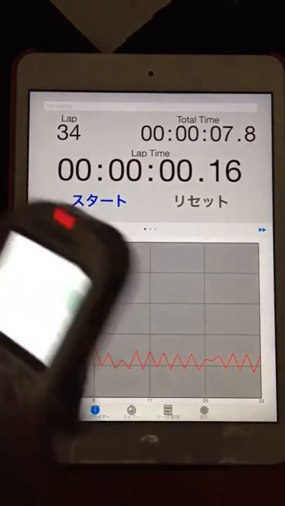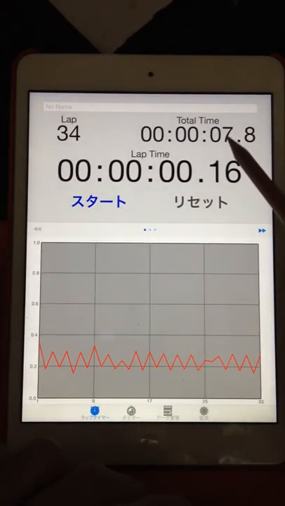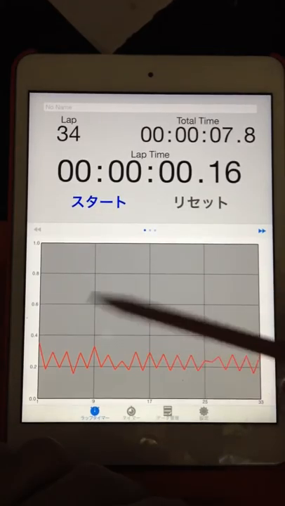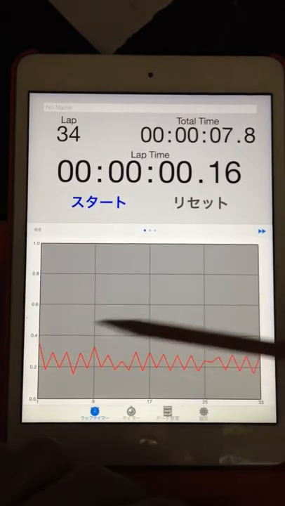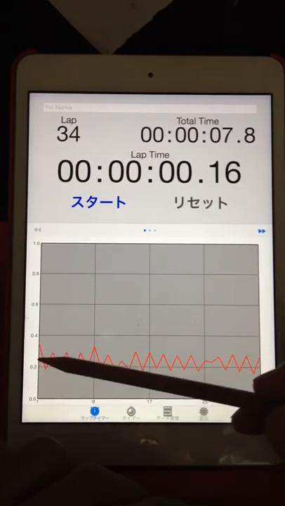1, 2, 3, 4. Second divided by 3-4 laps, multiply 2 equal 4.46 seconds for 1 beat, front and back. So mean time is 0.22.